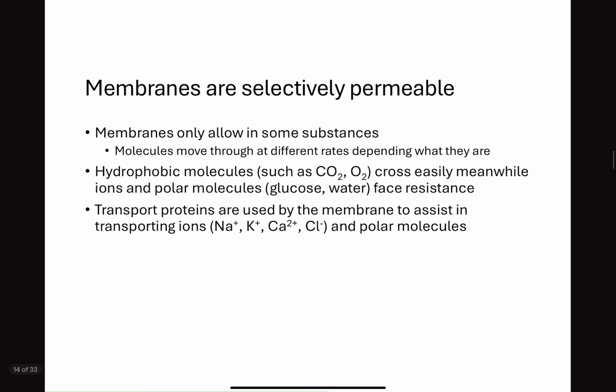So our membranes are highly selectively permeable. They're only going to allow in some substances, some molecules; they discriminate. The cell is able to take up many varieties of small molecules and ions and exclude others. So substances are going to move through the membrane at different rates.